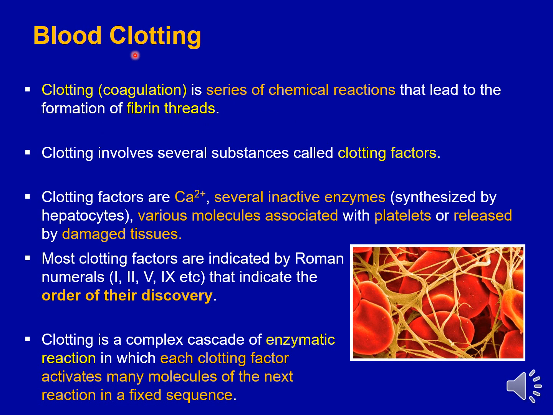So blood clotting needs clotting factors. Most of the clotting factors come from hepatocytes, from platelets, from the damaged tissues, and we need calcium, which is usually clotting factor number 4. The clotting factors are indicated in Roman numerals. And as we mentioned, it needs a complex cascade of enzymatic reactions, a sequence of activation of the clotting factors, as we are going to see.